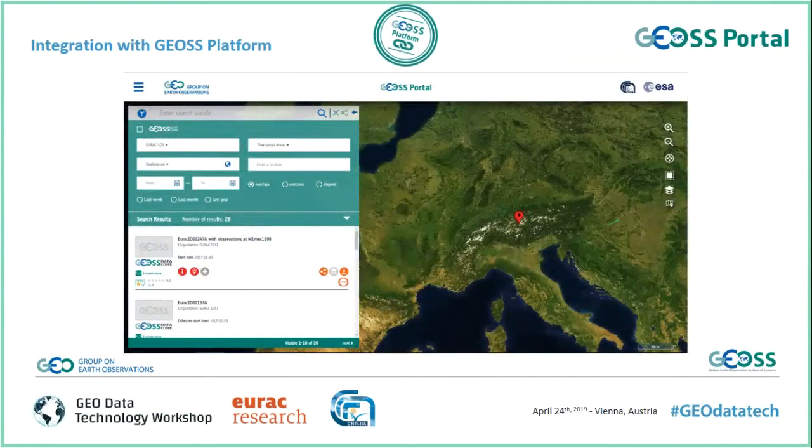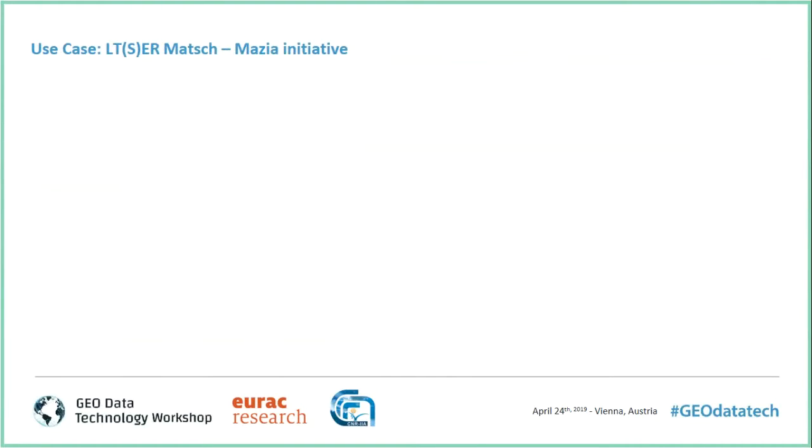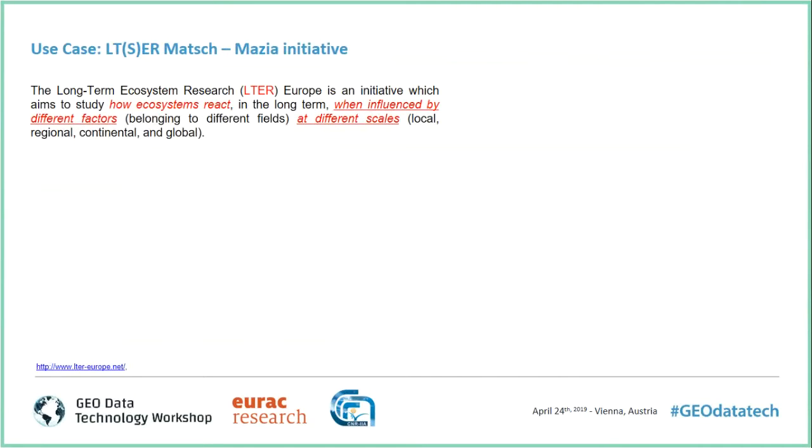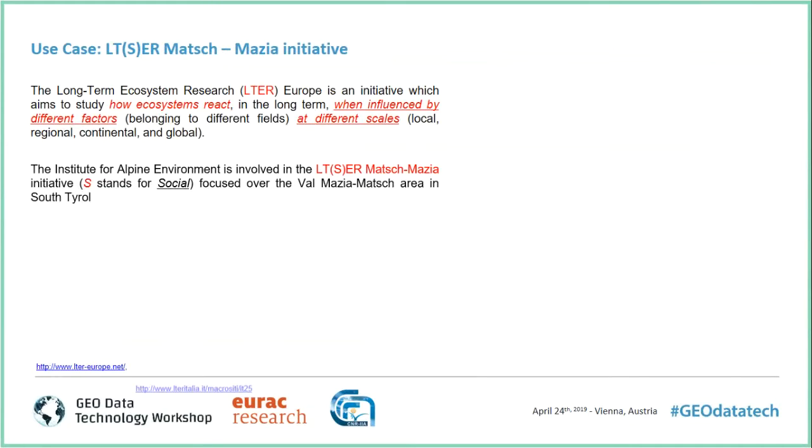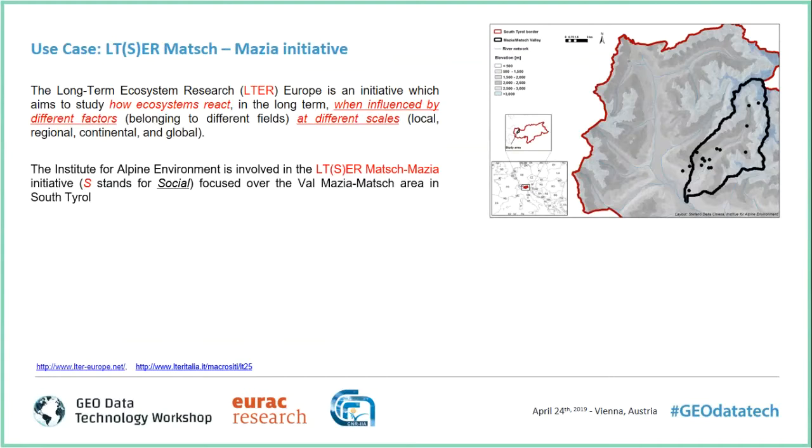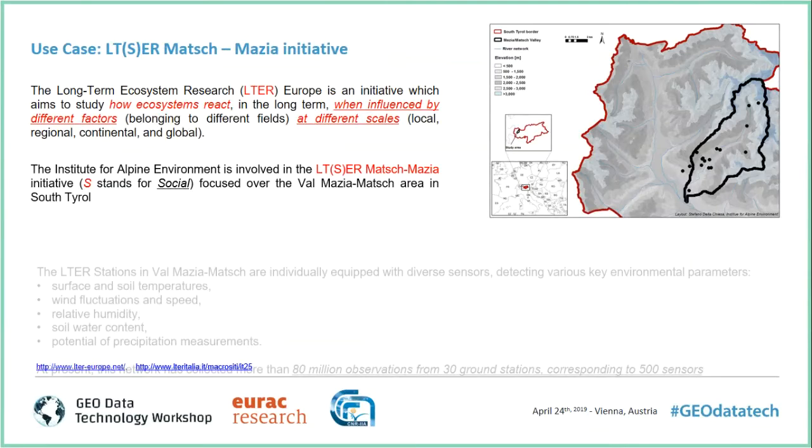And this is one example that you can get using the GEOSS portal. The methodology we used has been tested on this initiative, which is in the framework of a larger initiative, the long-term ecosystem research, in which a lot of European countries are involved. In our case, the LTSER Matsch-Mazia is dealing with the analysis over this valley in South Tyrol, and here you can see the area that we are investigating and the stations from which we are collecting data.